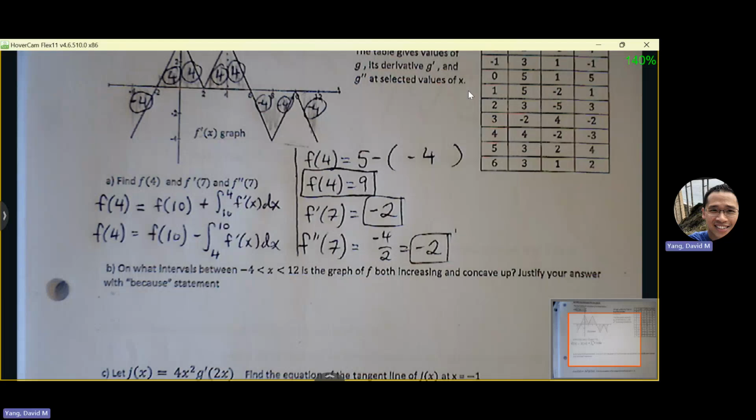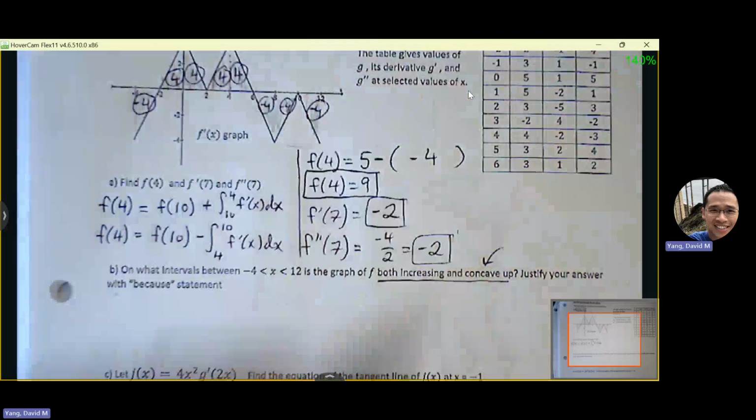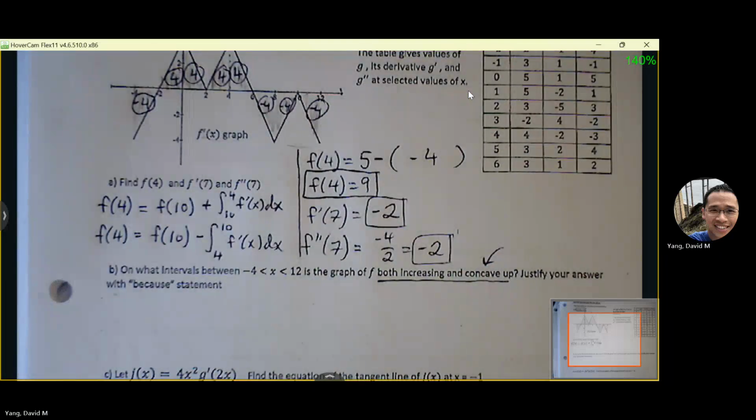Part B, on the interval between -4 and 12, on what interval is the graph both increasing and concave up? So what I mean by that is at the same time, okay? Not increasing and then separately concave up. Don't give me all those intervals. Give them to me where both behaviors are occurring at the same time.